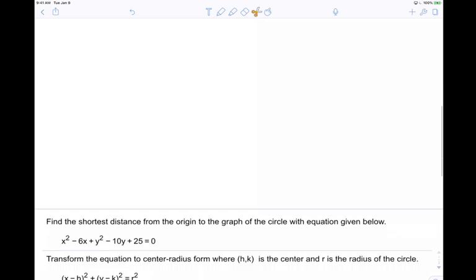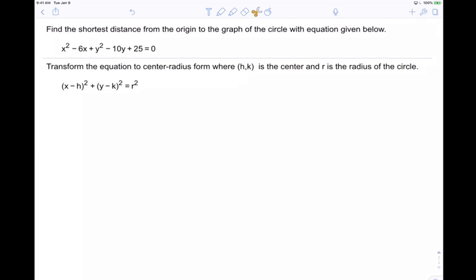All right. So this question comes in again from section 2 out of college algebra. I think it's question 53 or something like that. One of the students requested it on my math lab. So let's take a look at it. We're asked to find the shortest distance from the origin to the graph of the circle with the equation below.